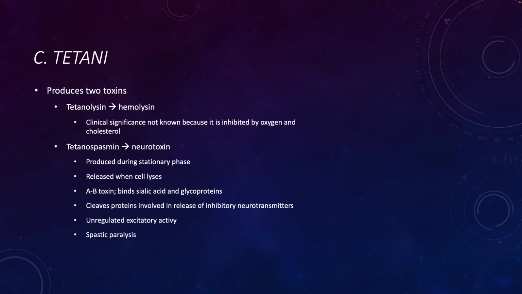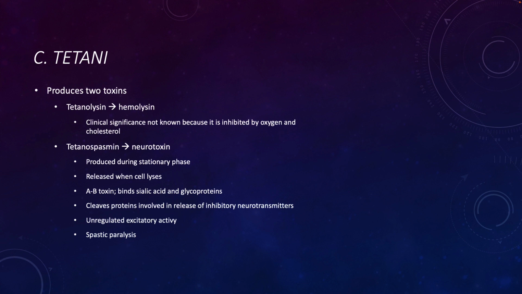And what it does, its mechanism of action, is that it cleaves the proteins that are responsible for the release of inhibitory neurotransmitters. So whenever we have a nerve impulse, there are neurotransmitters that can cause excitation of the next neuron, so you get whatever effect it is you need. And then to end that, you'll have inhibitory neurotransmitters that will end the transmission of the signal. When you can't release those inhibitory neurotransmitters, you get unregulated excitation of the next neuron. And in the muscles, that leads to spastic paralysis.